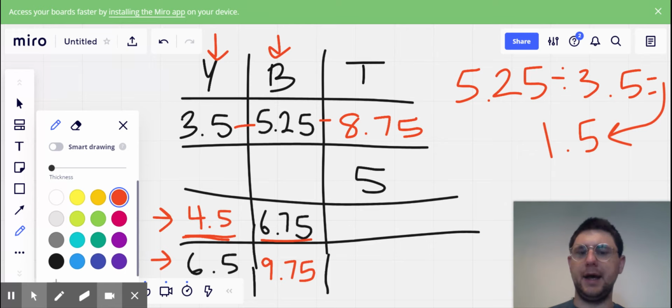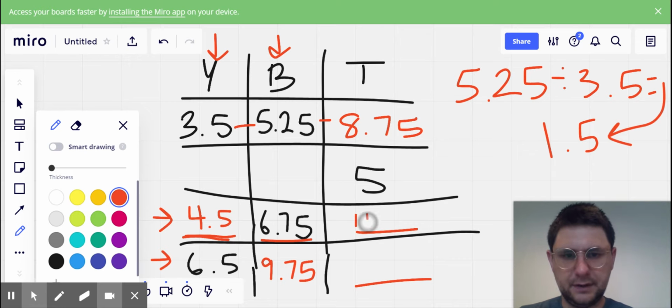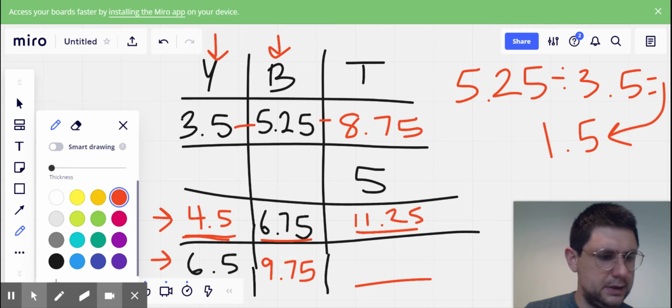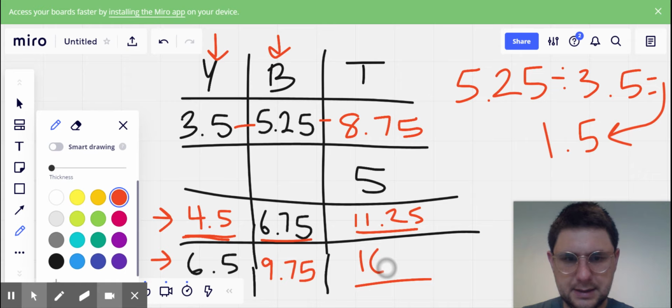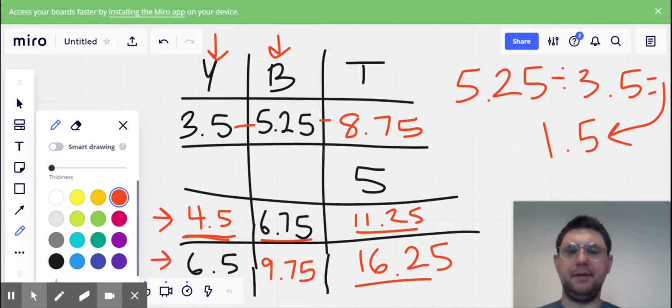Okay. Then I should be able to get these totals pretty easily, right? 4.5 plus 6.75 is 11.25, and then 6.5 plus 9.75 is equal to 16.2. All right, the last one is right here. This is the tough one.